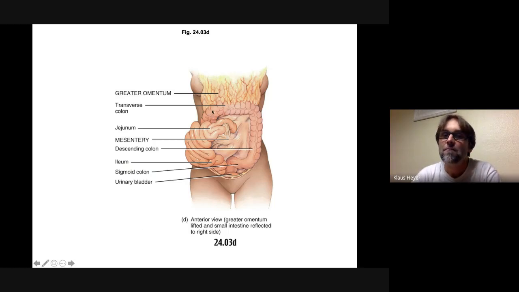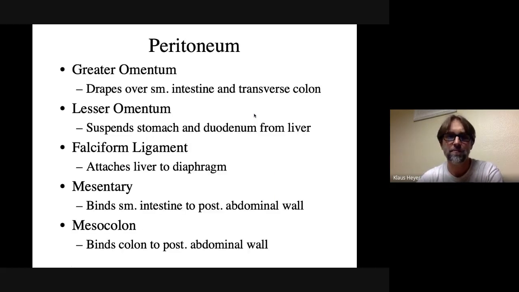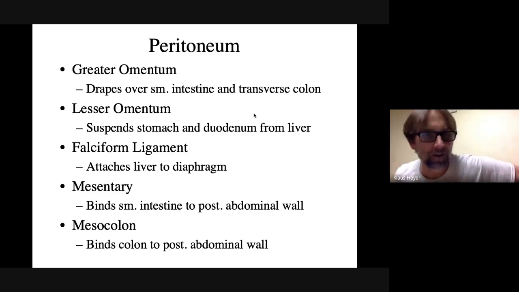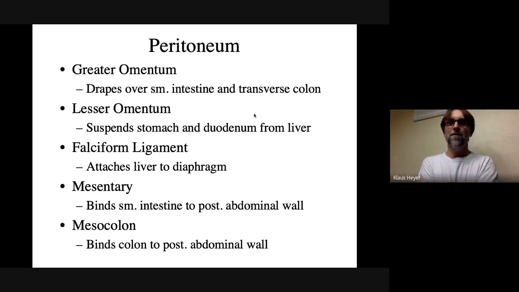And then mesocolon is holding this large intestine to the posterior abdominal wall. So I've got it all summarized here.